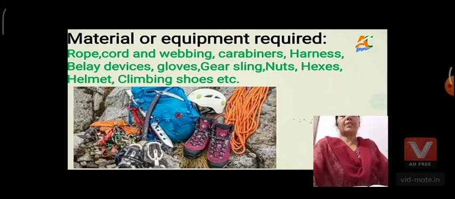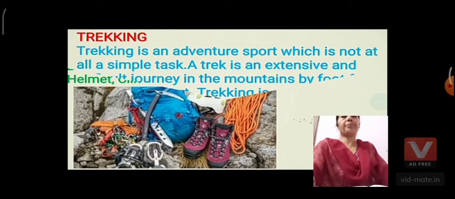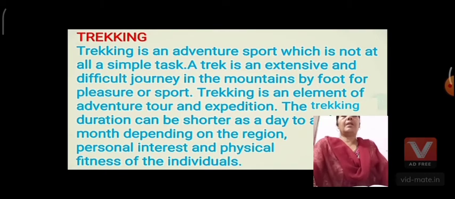Now, next one is trekking. Trekking is an adventure sport which is not at all a simple task. A trek is an extensive and difficult journey in the mountains by foot for pleasure or sports. Trekking is an element of adventure tour and expedition. The trekking duration can be as short as a day or longer, as per personal interest and physical fitness of the individual.